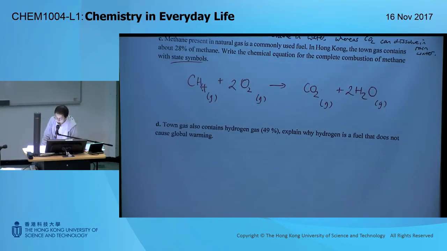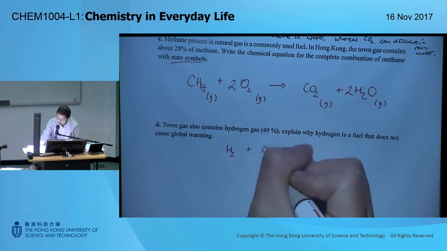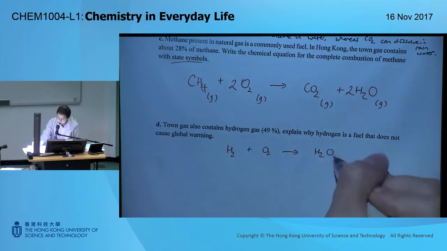So town gas also contains hydrogen. Explain why hydrogen is a fuel that does not cause global warming. Okay, so hydrogen, when it burns, very easy to answer this, because when hydrogen burns, it forms only water. You can balance the equation.